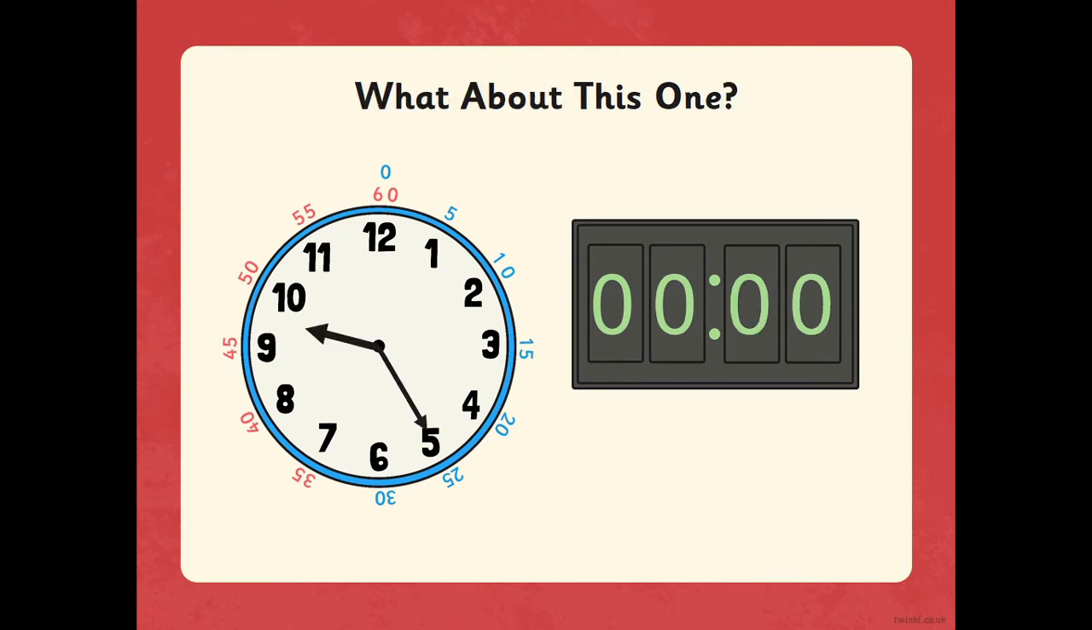Now have a look at this one. What hour is it? That's right, it's 9. The hour hand is between 9 and 10. But what about the minute hand? That's when you need to count round in 5s again. So counting round in 5s and you get to 25 minutes. So it's 09:25, 25 minutes past 9.